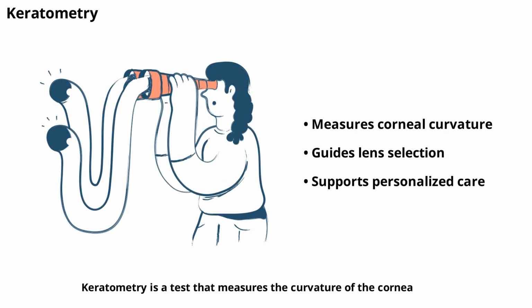Keratometry is a test that measures the curvature of the cornea. This information is used to select the appropriate intraocular lens for cataract surgery and to ensure optimal vision correction. Keratometry is quick and non-invasive, providing valuable data for surgical planning and personalized care.